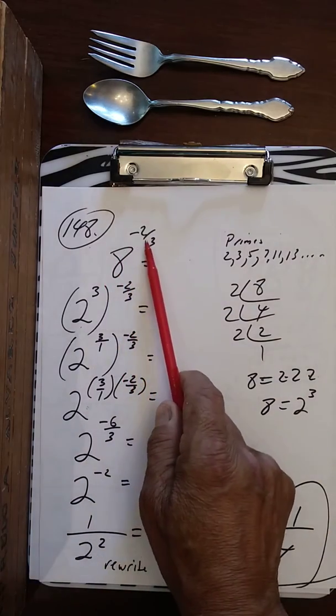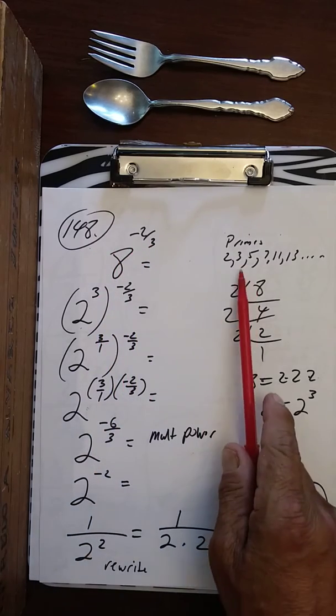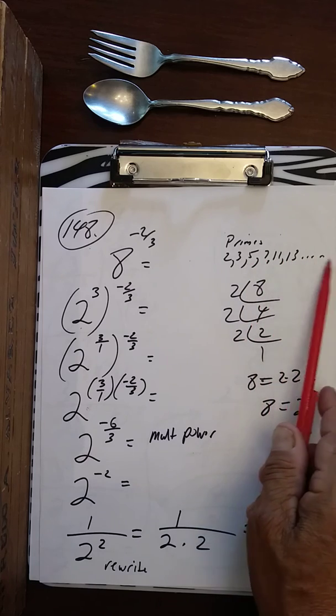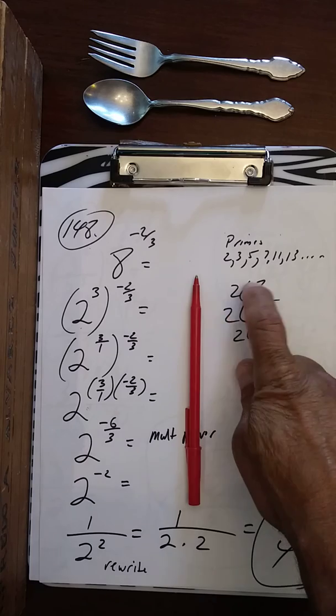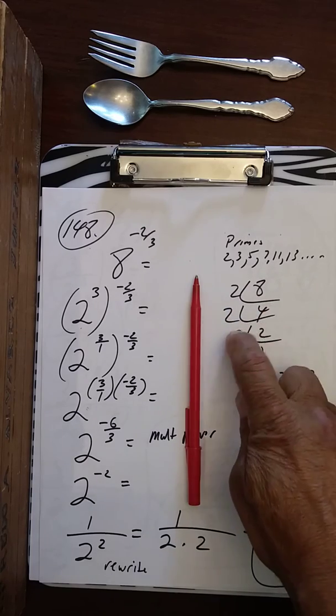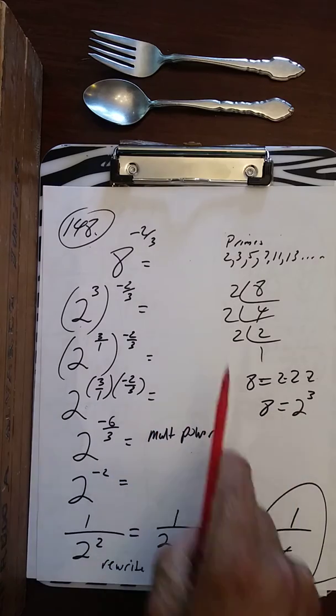8 to the negative 2/3 power. Well, first thing we need to do is take care of this 8. I don't know what that is, so let's do the prime numbers: 2, 3, 5, 7, 11, 13. We're going to go from this composite 8 to a product of primes. 2 divides 8, yes. 2 divides 4, yes. 2 divides 2, yes. So 8 is 2 times 2 times 2, or 8 is 2 to the 3 power.